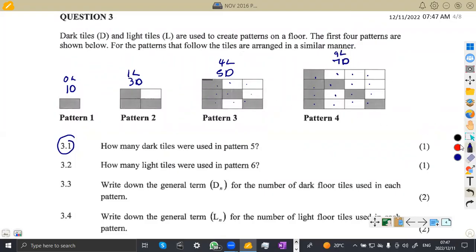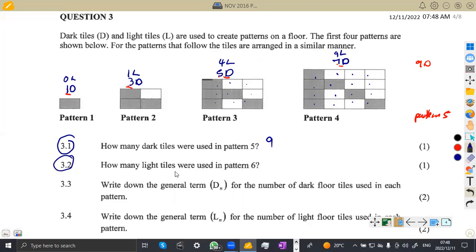So comparing the dark tiles here, we can see that it's 1, 3, 5, 7. There is a difference of 2 here. 3 minus 1, that's 2. 5 minus 3, that's 2. 7 minus 5, that's 2. So to find the one that we are going to have on pattern 5, that means we are going to have 9 of them because it's just a difference of 2. So we're going to add, so there will be 9 dark tiles. All right, so in this case, they are 9.